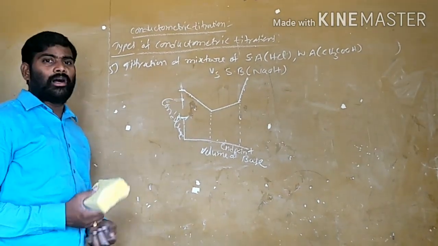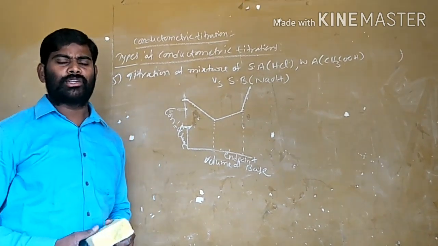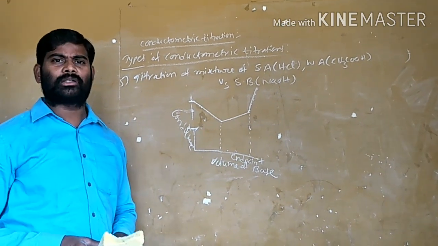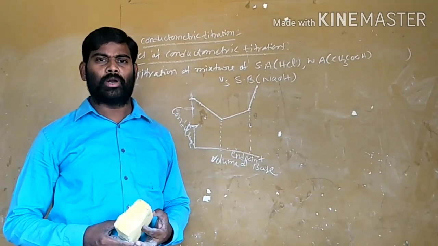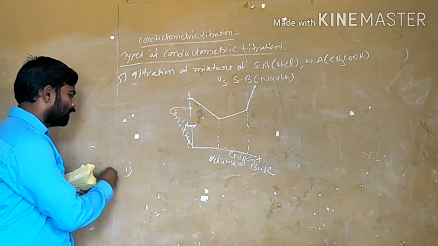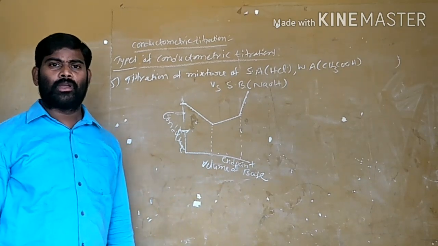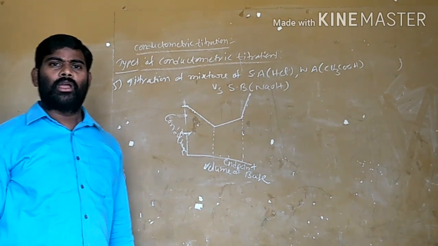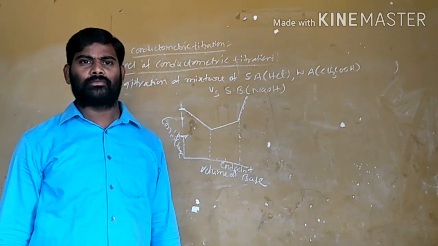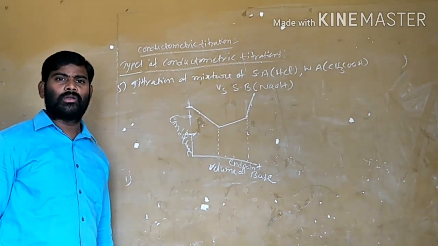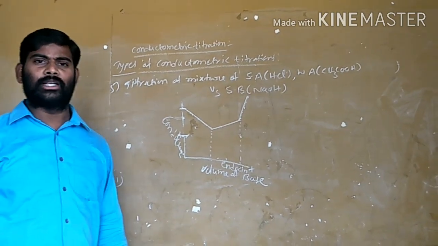And see, what are the advantages of this conductivity titration when compared to volumetric titrations? In volumetric titrations, we can't titrate a mixture of acids, but in conductivity titrations, we can do these titrations. And the second advantage: colored solution titrations we can't do by simple volumetric analysis, but in conductivity titrations, colored solution titrations can be easily done.